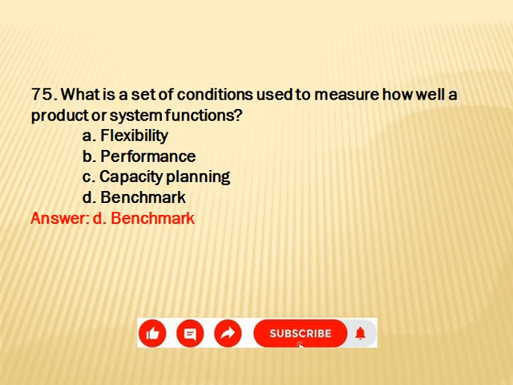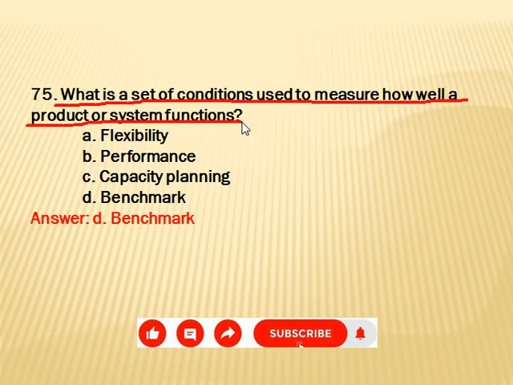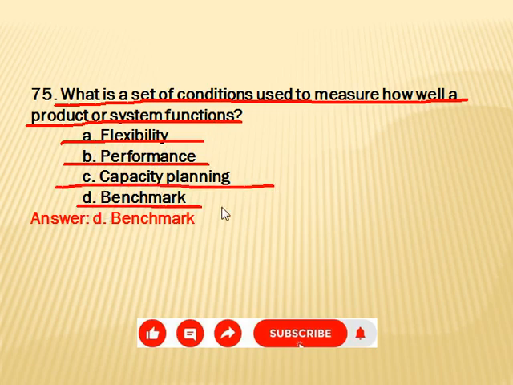Next question, what is a set of conditions used to measure how well a product or system functions? Given options are A. Flexibility, B. Performance, C. Capacity planning, D. Benchmark. The correct answer is option D. Benchmark.